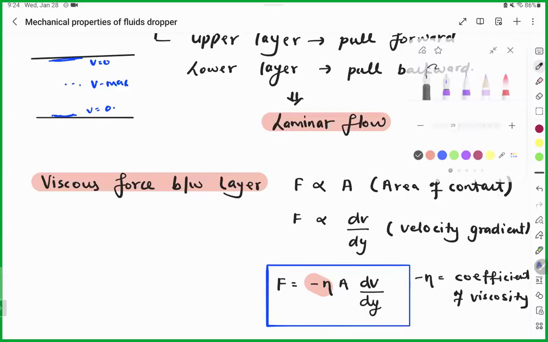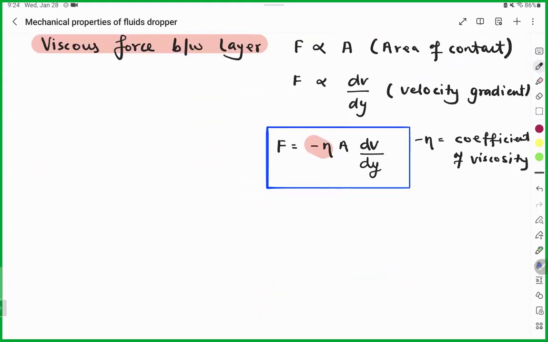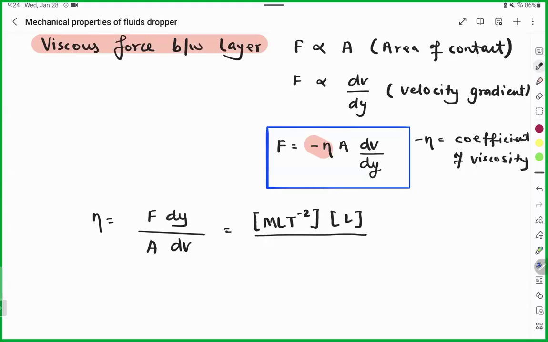If you have this, how many of you are Chandana? Tell me what will be the dimension formula of eta? Sir, eta? Yeah. Is it? Yes, sir.